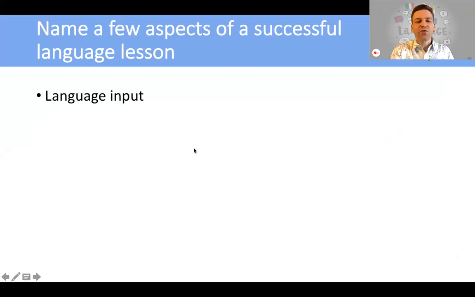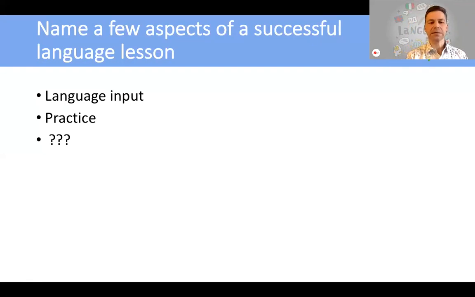So what could this be? Well, first of all, of course, there should be some language input. There should be some language, English in our case, but this could be French or German if we're talking about other languages. Maybe Russian as a foreign language. Apart from language input, clearly, we should start thinking about some practice. And could you tell me, from your perspective, what makes a successful language lesson? Could you give me a few more aspects in the chat box? Briefly, two or three should be enough from each of you.